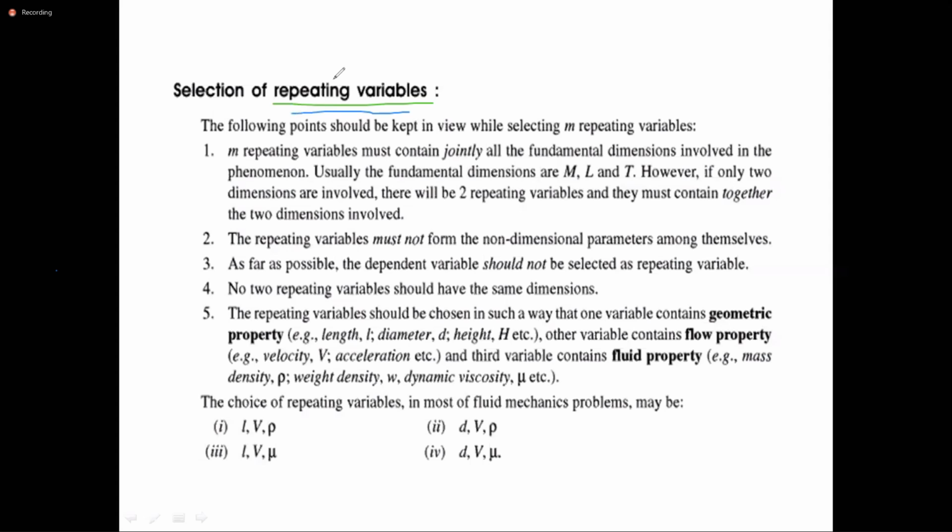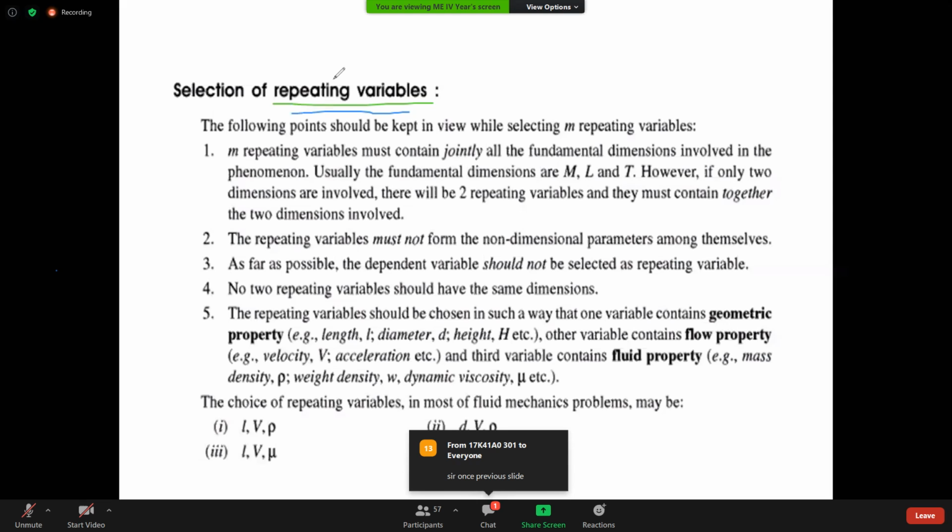In repeating variables, one property must be a geometric property, one must be a flow property, one must be a fluid property. If temperature is also there, one must be a temperature property in the repeating variables. Remaining variables will not repeat. For example, in the given properties of the system, L, V, rho: L is the geometric property, V is velocity, a flow property, rho is density, which is a fluid property.